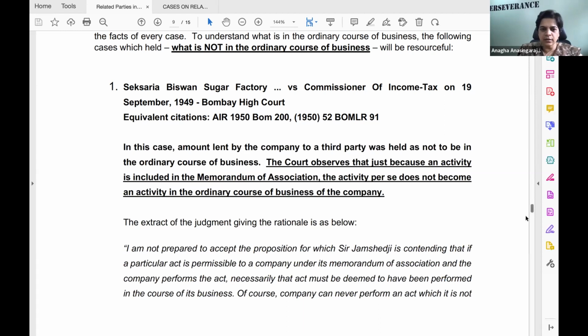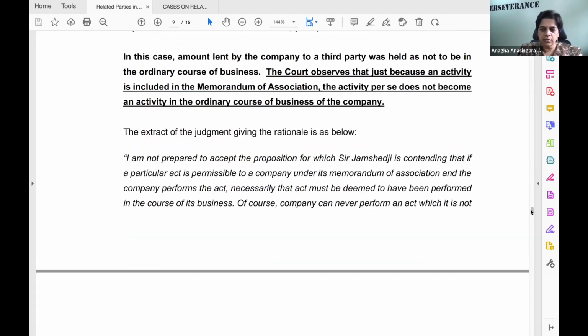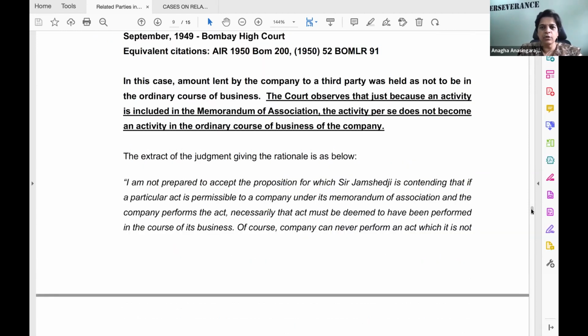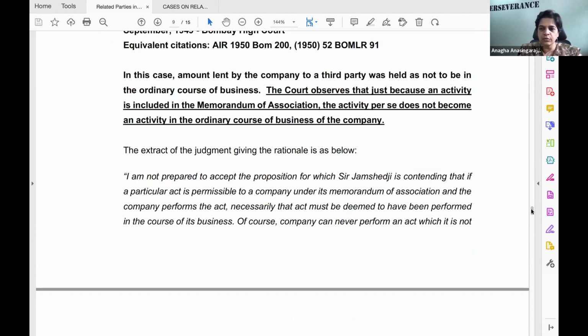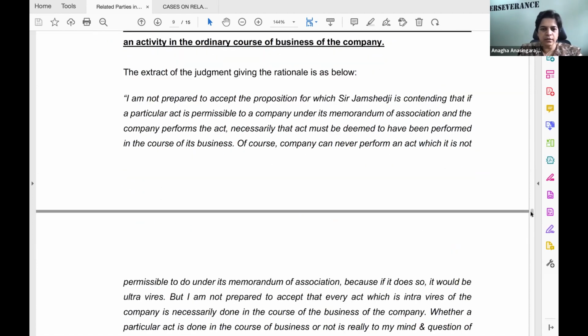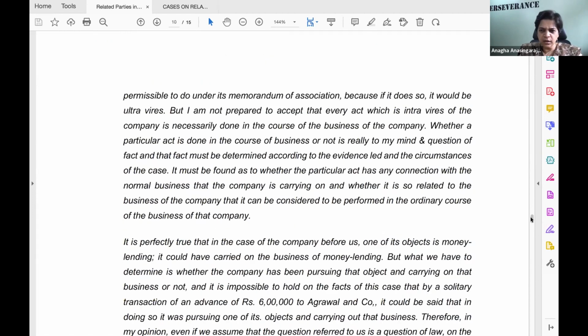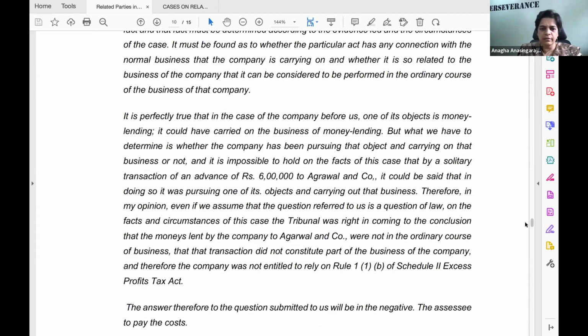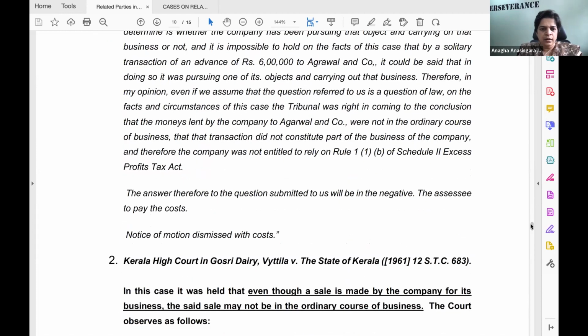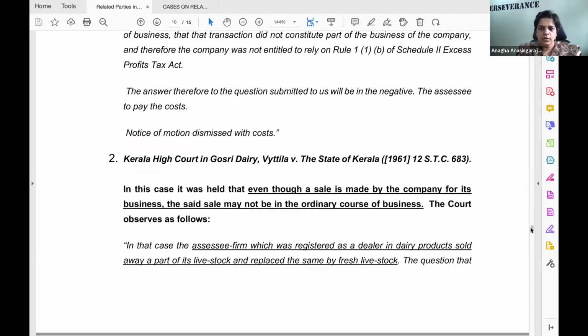Now, again, this is something which is very specific to this particular case, and we are just trying to read the ratio here. This may not be applicable to other cases, but this is generally what has been held by various judgments. The rationale behind this has been given, so I'll be circulating this. People who are interested can go through it. The Kerala High Court. Please circulate the entire presentation. Yes, I'll be circulating this entire file.